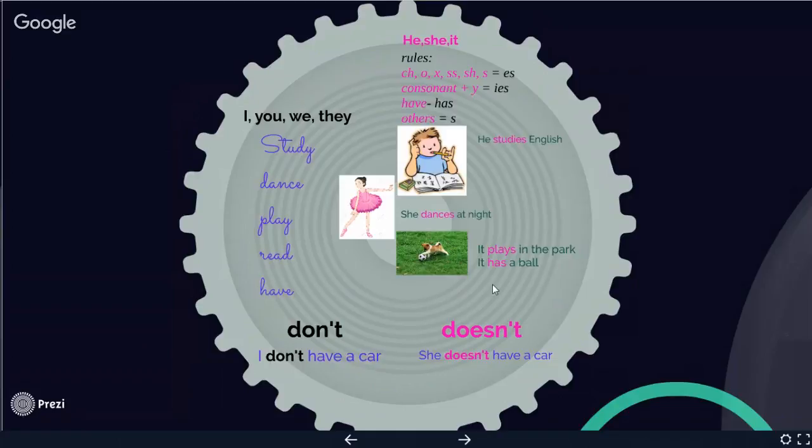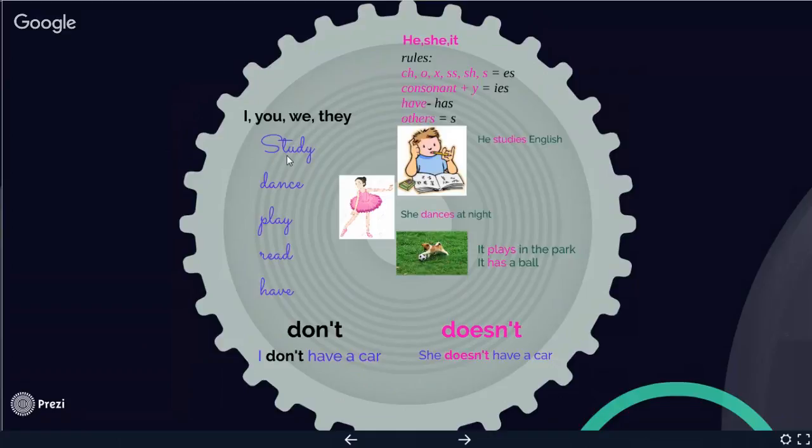I have, it has. In negative sentences, I have to consider the words don't and doesn't. Don't, you use it with I, you, we, they. Doesn't, he, she, it. I don't have a car. She doesn't have a car. When you use the word doesn't, the verb have is the same. Don't change. Okay? When you use doesn't, the verb is the same.